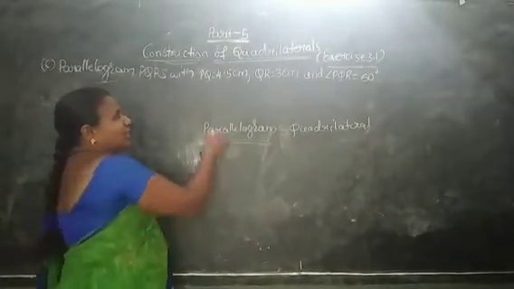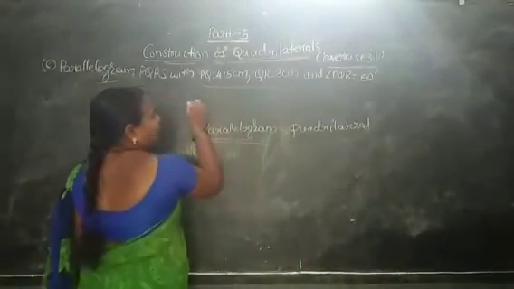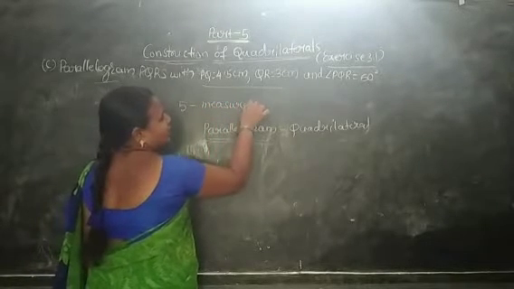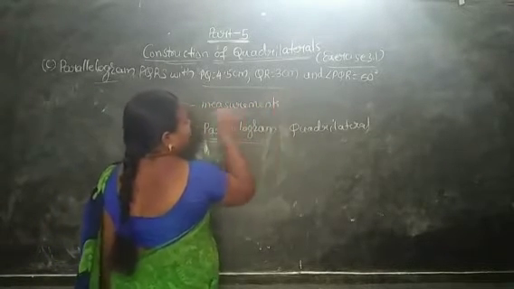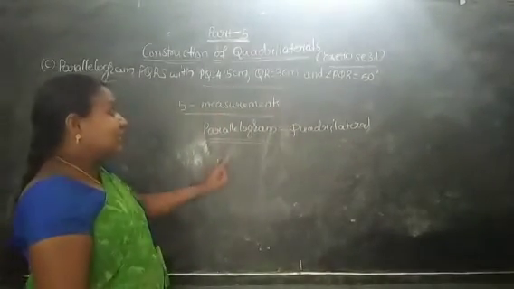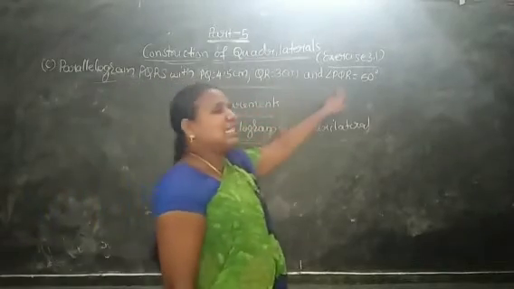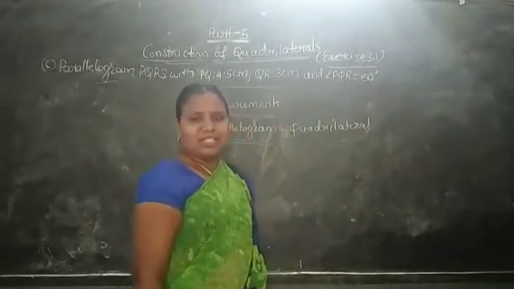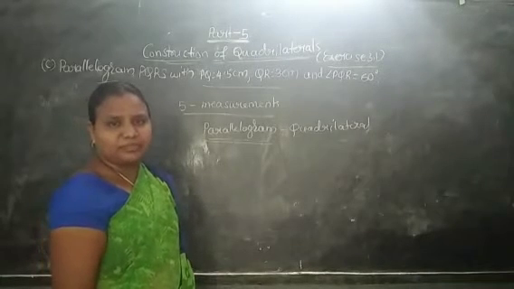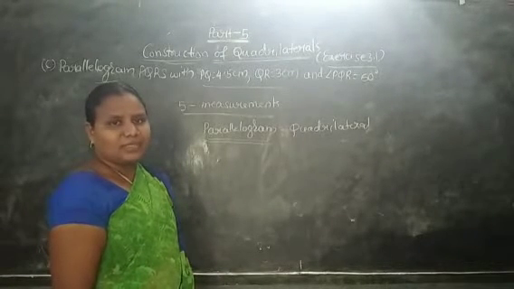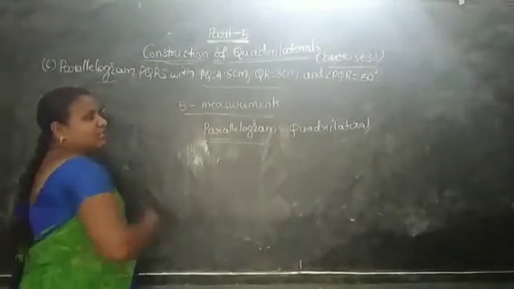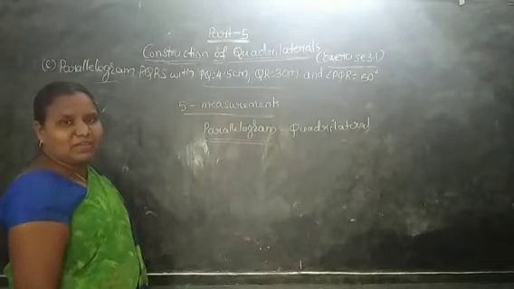To construct the quadrilateral we need 5 measurements. Already we know that to construct a quadrilateral we need 5 measurements. But here we have only 3 measurements. How can we construct? Yes, we have to analyze the given figure.